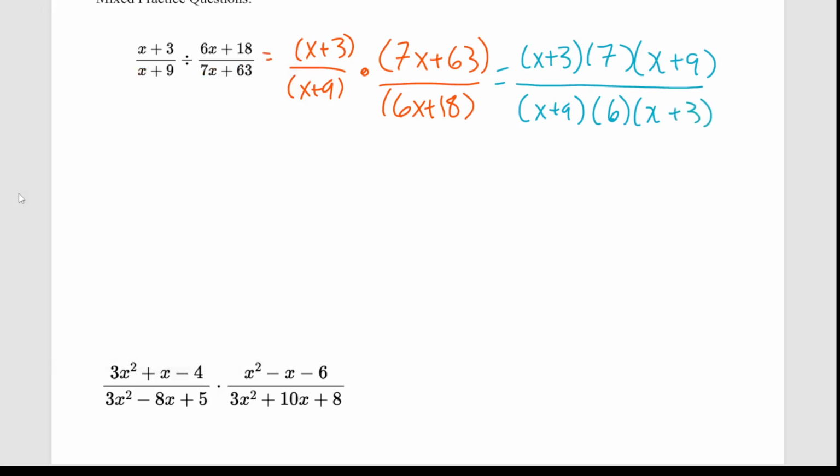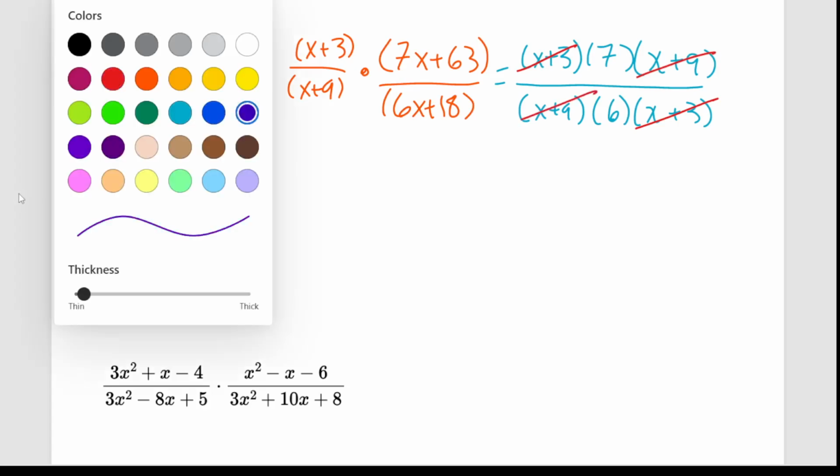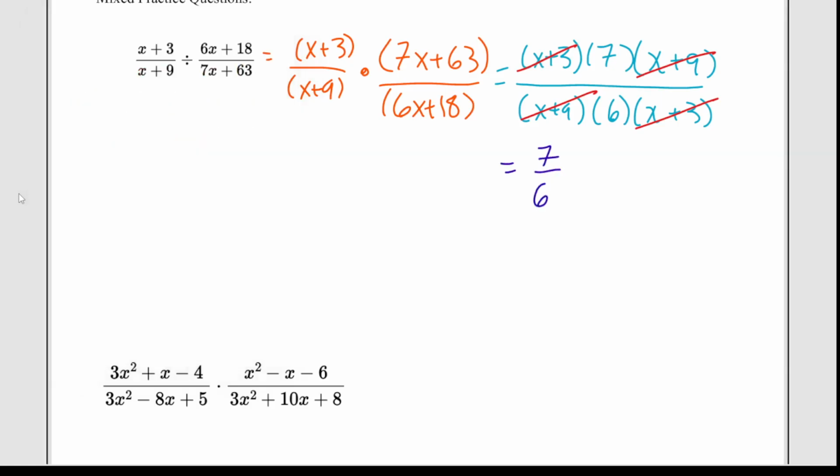Now we're going to see what's going to cancel. So x plus 3 divided by x plus 3 makes 1. x plus 9 divided by x plus 9 makes 1. And actually in this case we are literally just left with 7/6, which is kind of nifty.